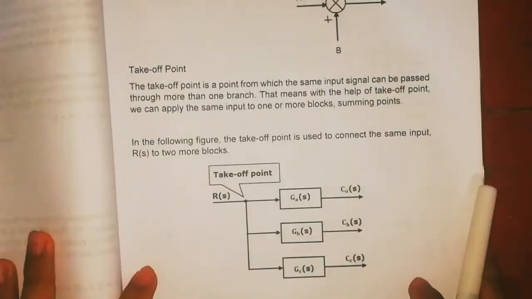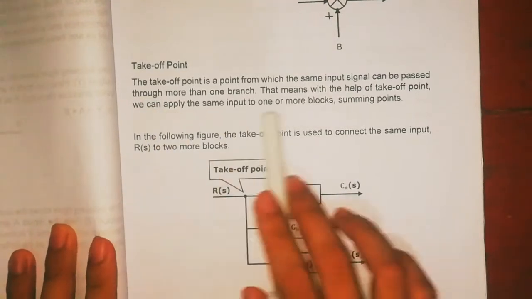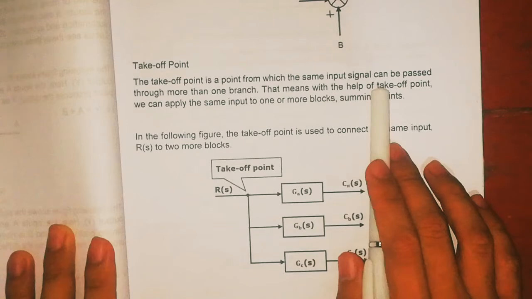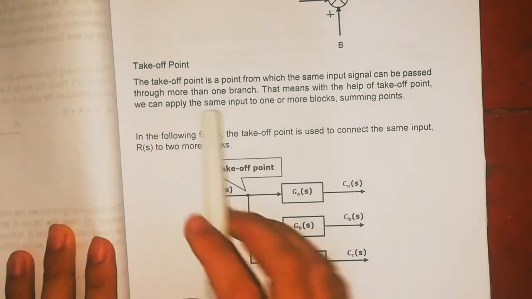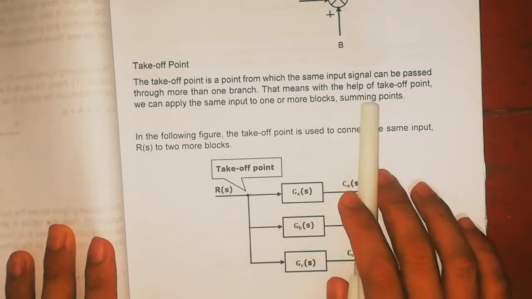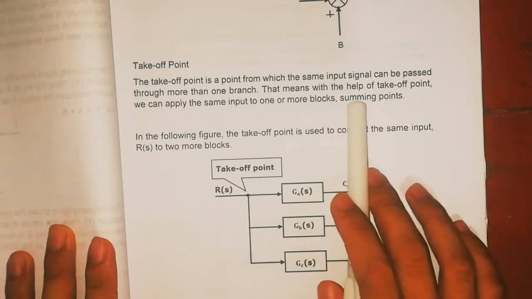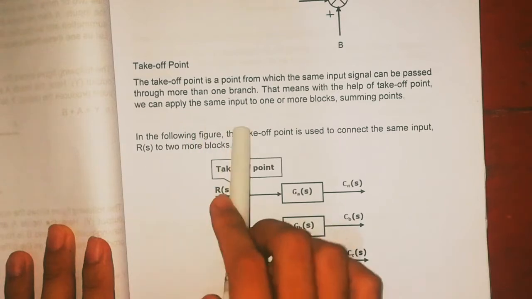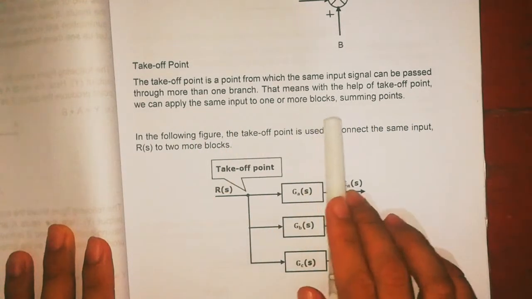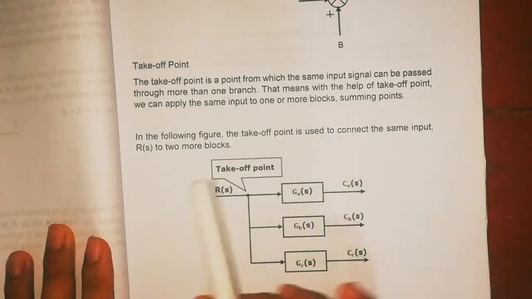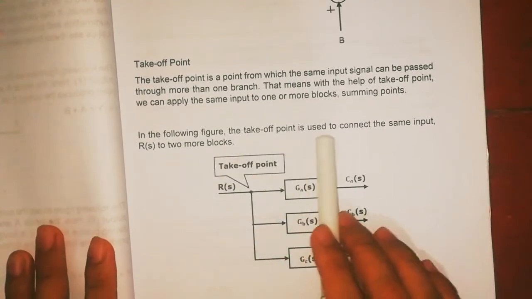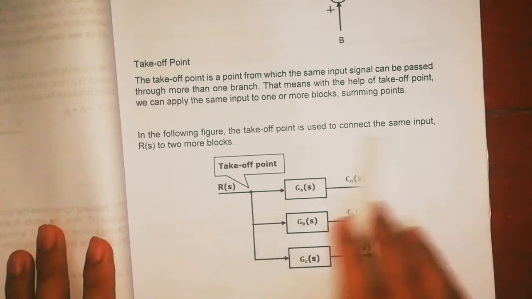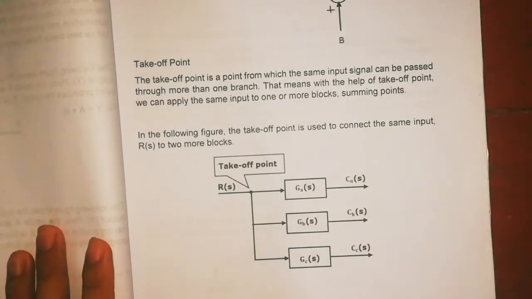Next is the takeoff point. So the takeoff point is a point from which the same input signal can be passed through one or more branches. That means with the help of the takeoff point, we can apply the same input to one or more blocks or summing points. In the following figure, the takeoff point is used to connect the same input R(s) to two or more blocks.